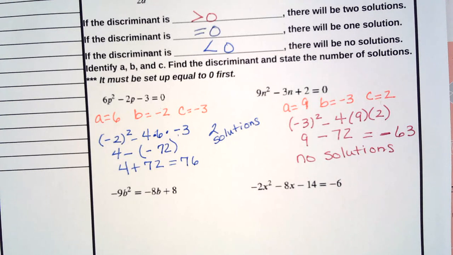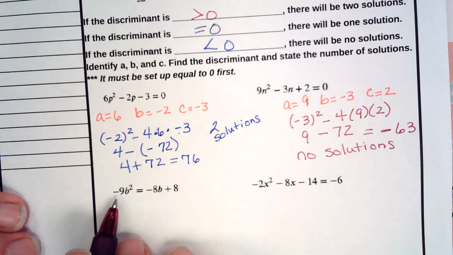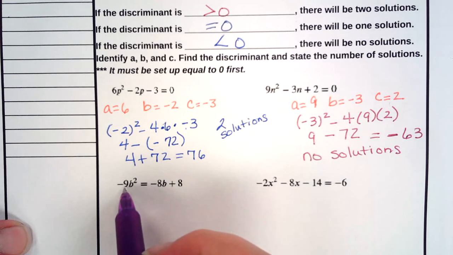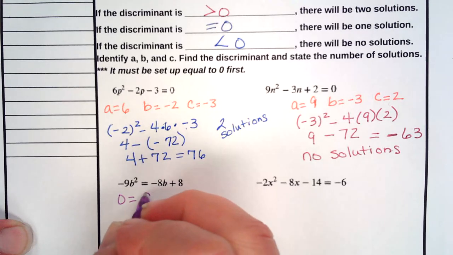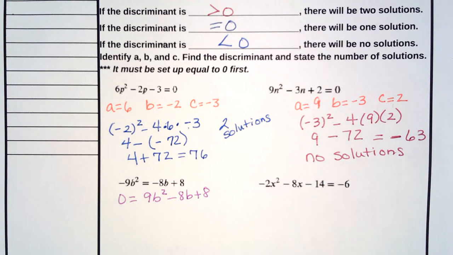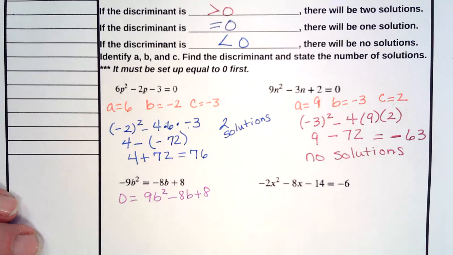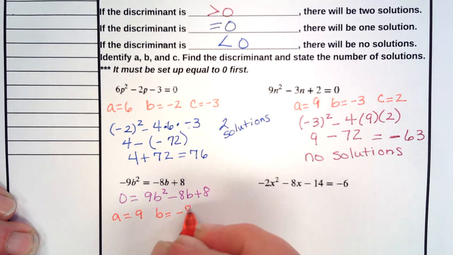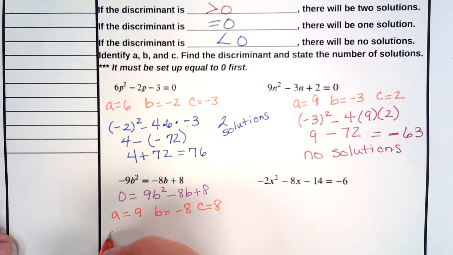Okay, on the next one, what do you notice that we have to fix? If you said you notice that we've got to set it up equal to 0, you would be right. To set this one up equal to 0, I need to add 9b squared to both sides. Okay, now we can get started. What is A, B, and C? A is 9, B is negative 8, C is positive 8. So, here we go.